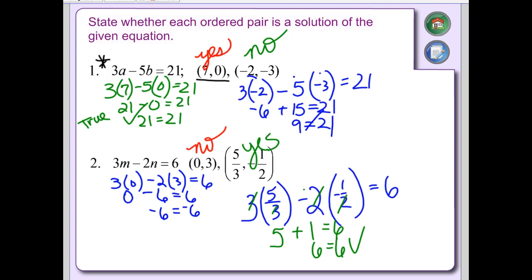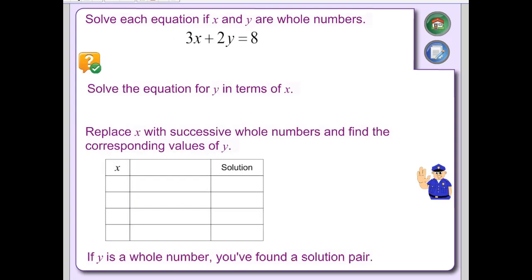So basically, we're just plugging in our values for our ordered pair and seeing if we get a true statement or a false statement. Now, that's the first thing they're going to ask us to do as we start working with two variables. The second thing they're going to say is, I want you to solve each equation if x and y are whole numbers.